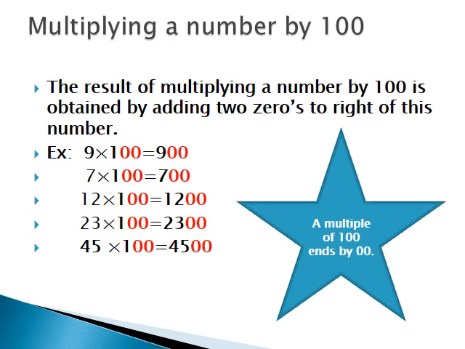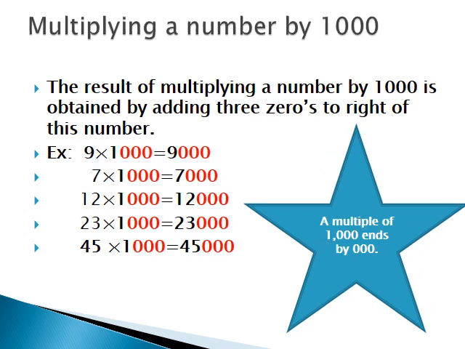The result of multiplying a number by 100 is obtained by adding 2 zeros to the right of this number. 9 by 1, 9. Then add 2 zeros because a multiple of 100 ends by 2 zeros. 7 times 1 equals 7. Then add 2 zeros.